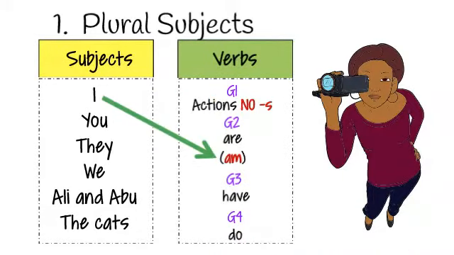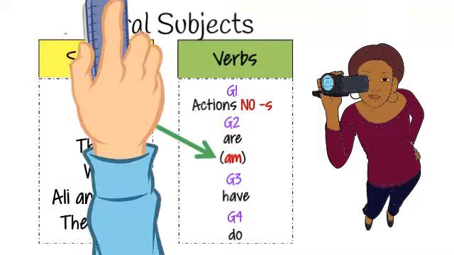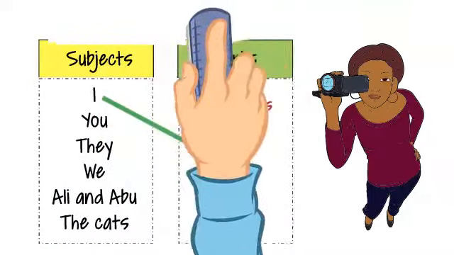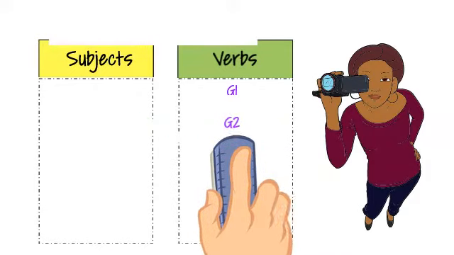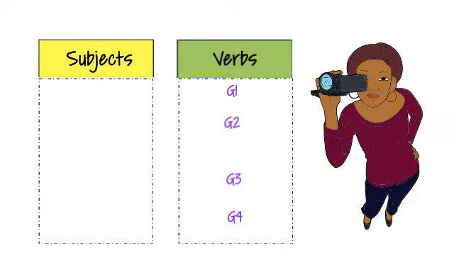For G2, I will use am. You, they, we, Ali and Abu, the cats, will use are. For more information on what are subjects and verbs, please watch my video on subject-verb agreement.